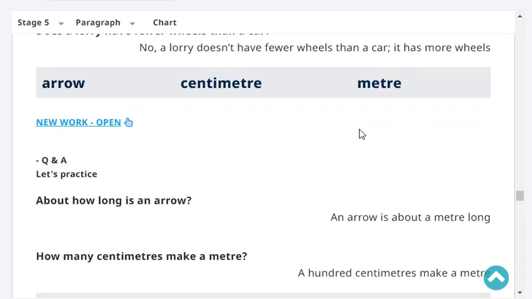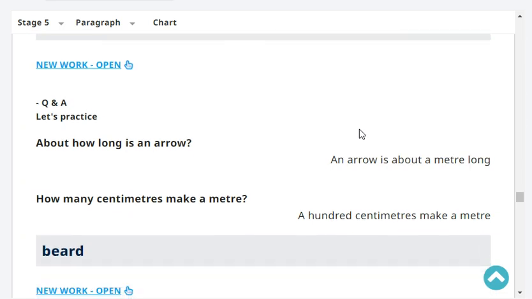Very good. Okay. About how long is an arrow? An arrow is about a meter long. Very good. How many centimeters make a meter? 100 centimeters make a meter.